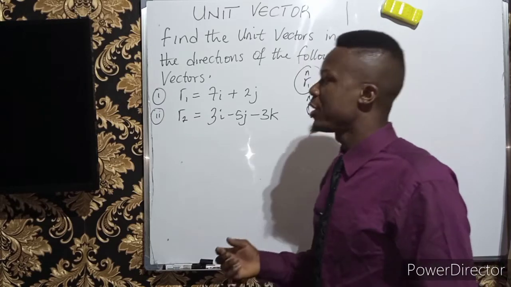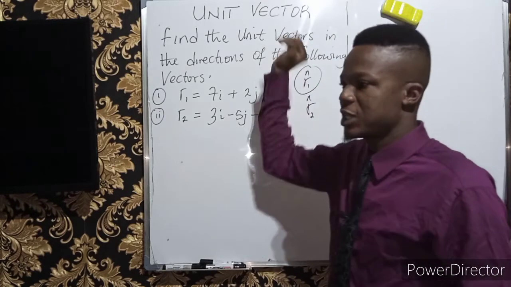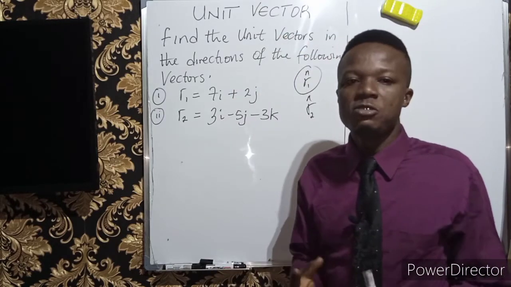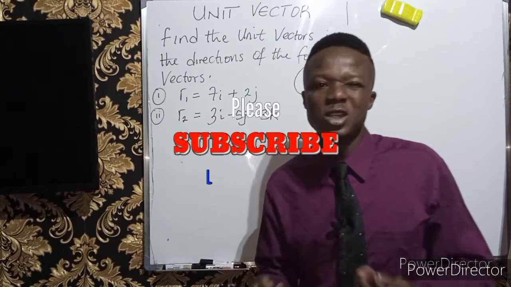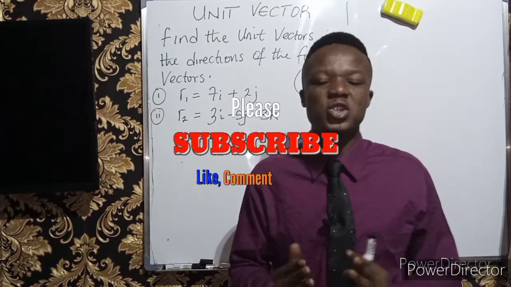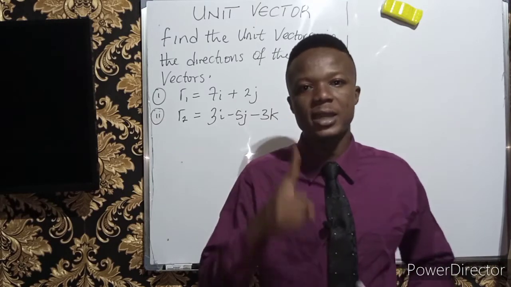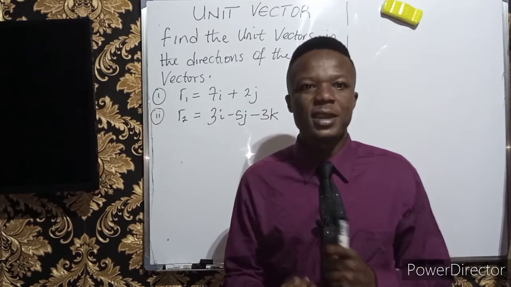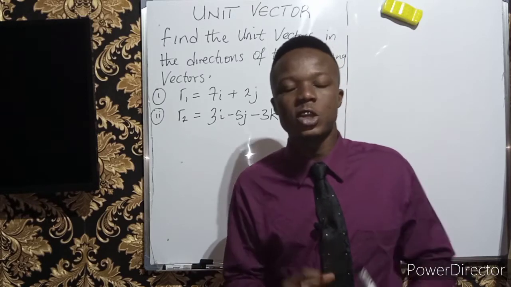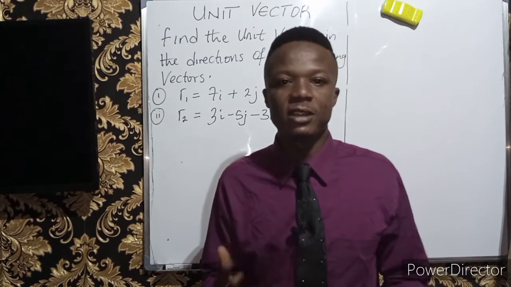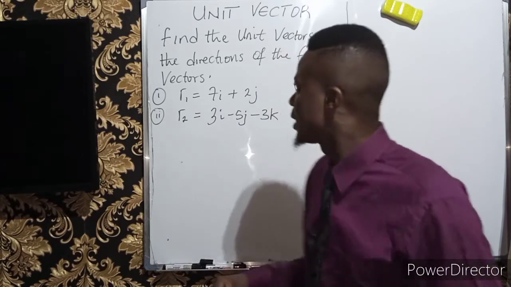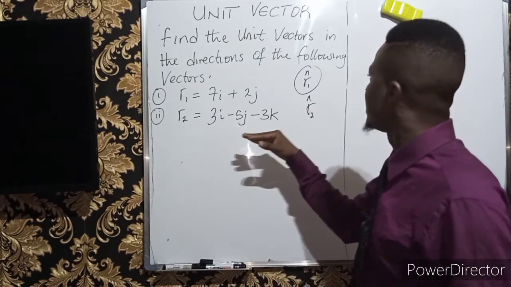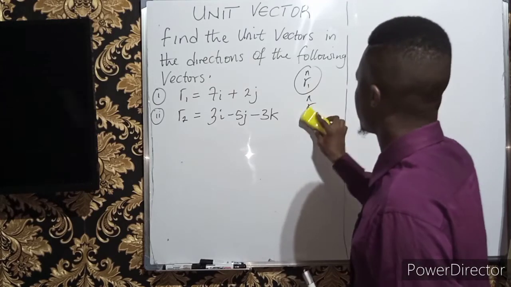In this video, we are going to discuss the unit vector, the concept of the unit vector. When the term unit vector is mentioned, your mind should narrow down to a vector that has a magnitude of 1. So whenever the magnitude or the modulus of a vector is 1, it implies that that vector is a unit vector. All right. So now, given these vectors, we are asked to get a unit vector in its direction.